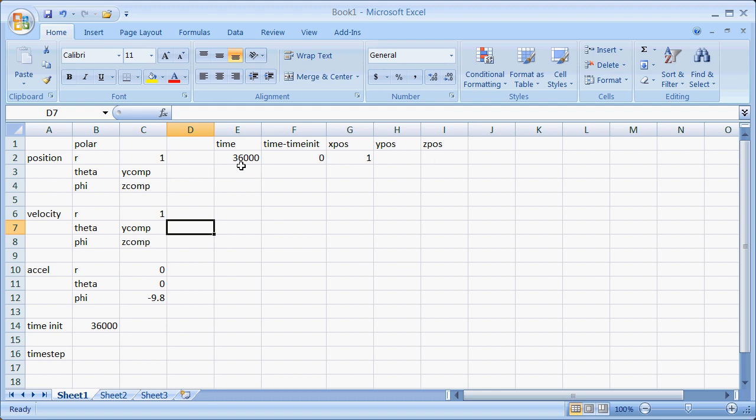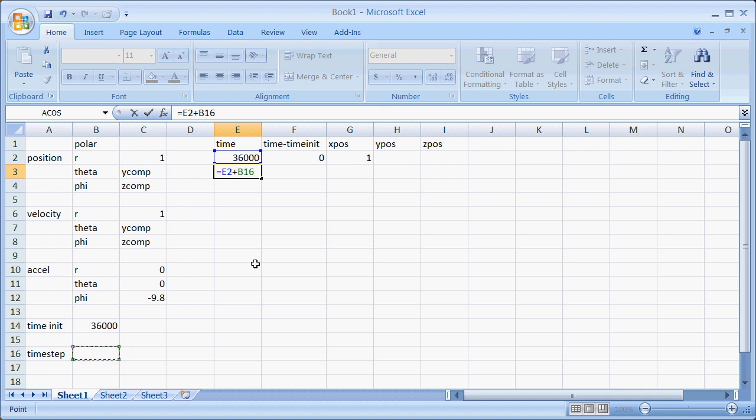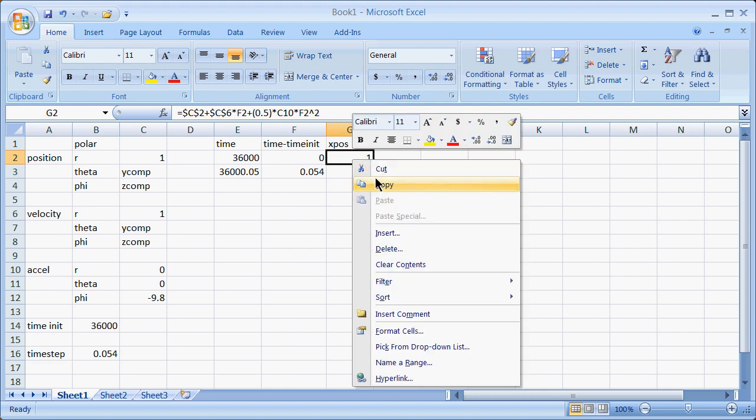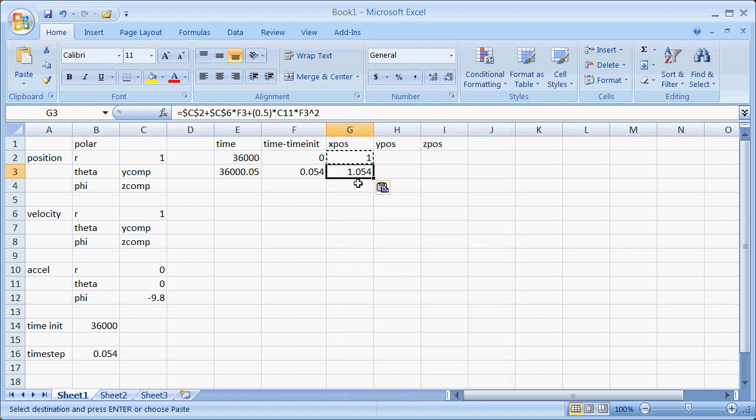If in fact now you're going to take your time, you're going to say equal this value plus then your time step, which would be there. That time step might be, I think we talked about 0.054, right? And that means our time is going to be equal this minus that absolute position. Copy, paste. That makes sense the way you've laid it out.